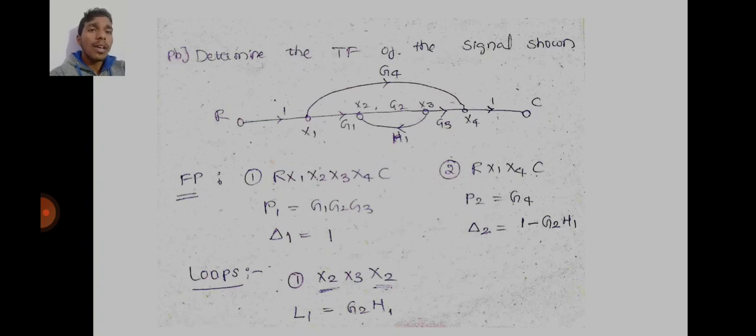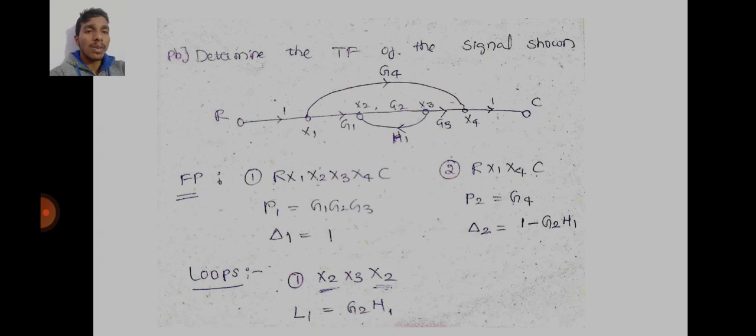So here x1 to x4 has the gain of G4, which is in a similar, forward direction. When it comes to x3 to x2, which has the gain of H1, it is not in the forward direction, it is in the backward direction, so it is called a loop. P1 is equal to the gain of that particular forward path.